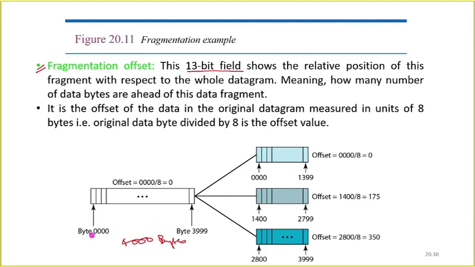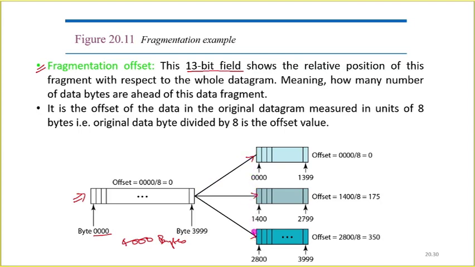The offset is calculated from the first byte. The value of the first byte is 0, divided by 8, and it is always divided by 8. So for this packet, the offset is the first byte divided by 8, that is 0. Suppose this is going to be fragmented. We are going to fragment it into 3 different fragments.